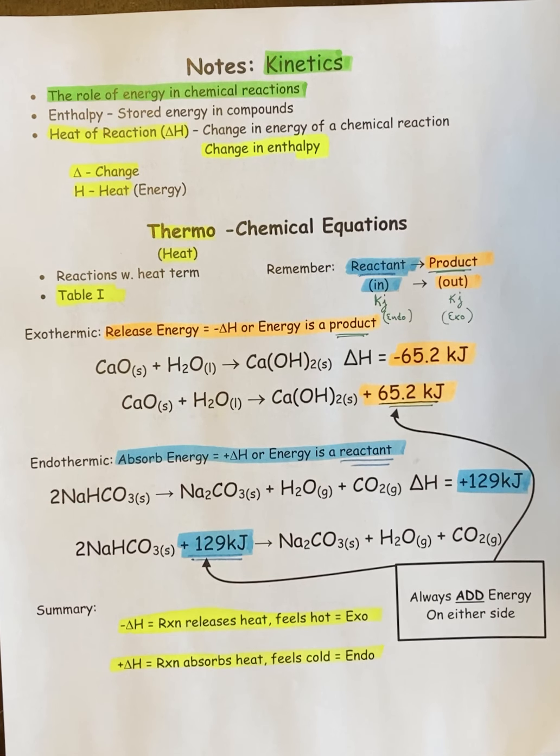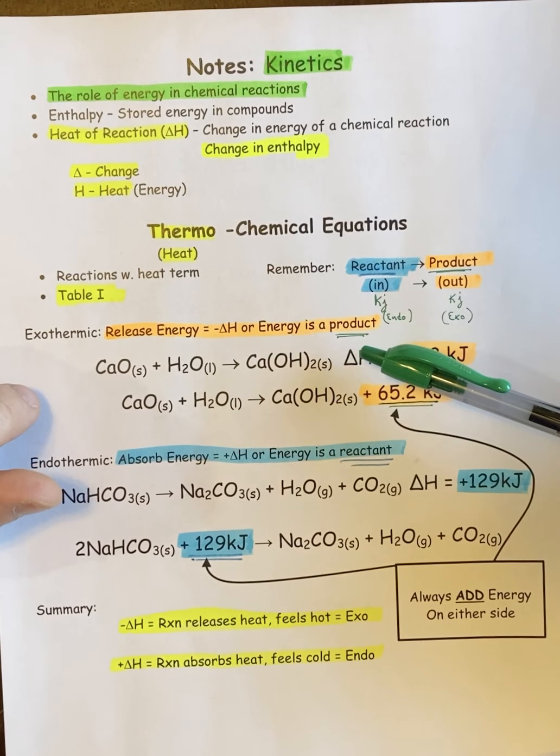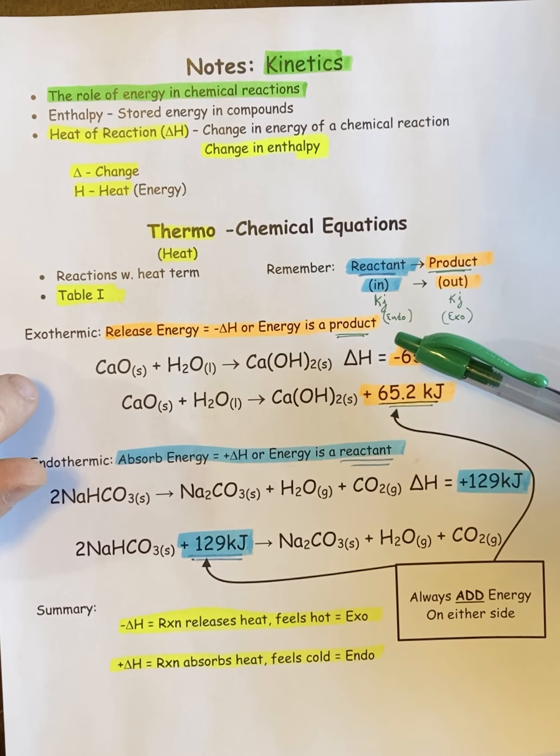Now, the last thing I want to mention is why positive versus negative delta H's. It's actually really easy. If you took the energy of the products and you subtract the energy of the reactants, well, if the products are smaller, then when you subtract the reactants, you're going to get a negative number. And that's really where it comes from.